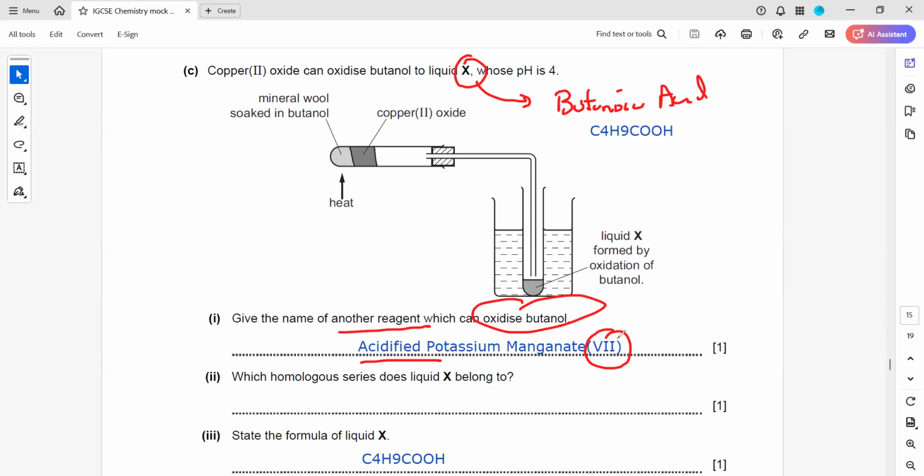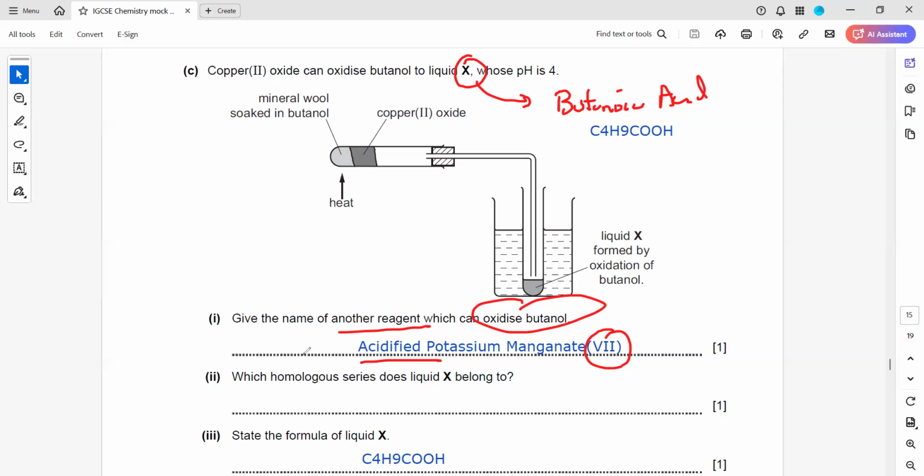So acidified. No free marks. Okay, I will deduct it. Why is it important to write the number? Because transition elements have different oxidation states. So this Mn7 is actually responsible for this reaction. Mn can be 2, it can be 4, it can be 5, it can be 7. 7 is responsible for this reaction to happen. That's why it is very important to write potassium manganate 7.